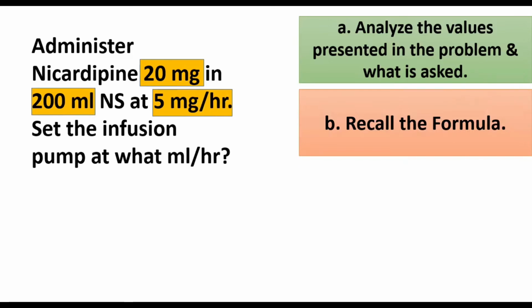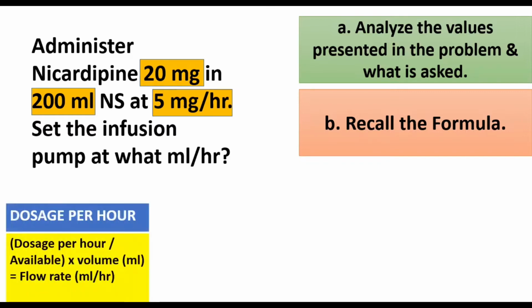Recalling the formula, this type of problem falls on the category dosage per hour. As we are given here, the rate desired is 5 milligrams per hour, but we need to find how much ml per hour the nicardipine should be infused using the infusion pump. The formula for this type of problem, dosage per hour, is dosage per hour divided by the available, multiplied by the volume, that is in ml, and that is equivalent to the flow rate, ml per hour.